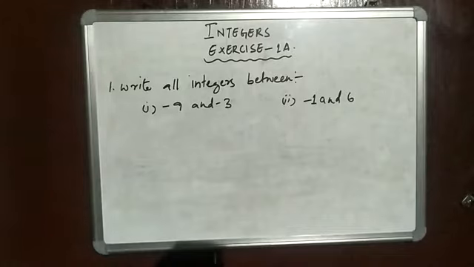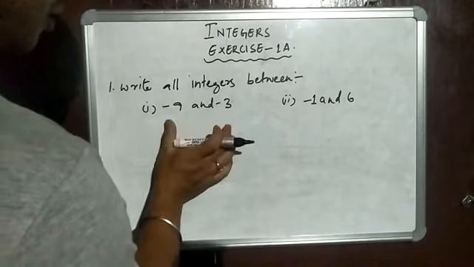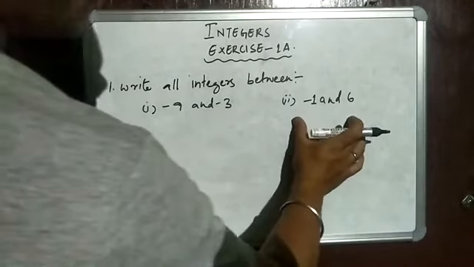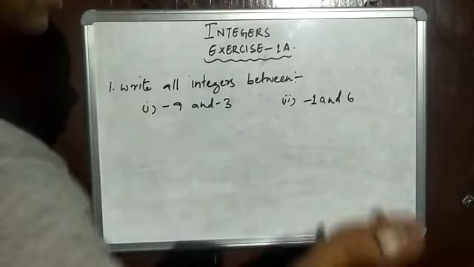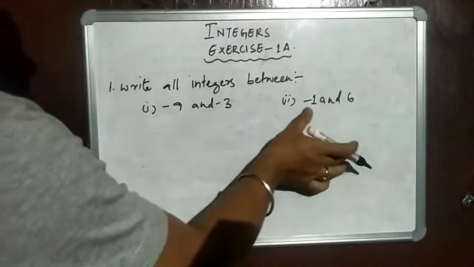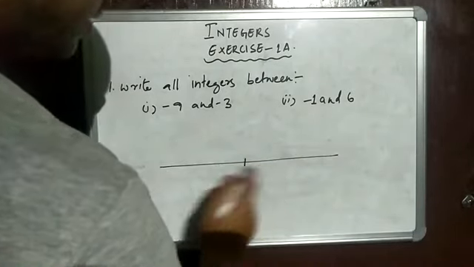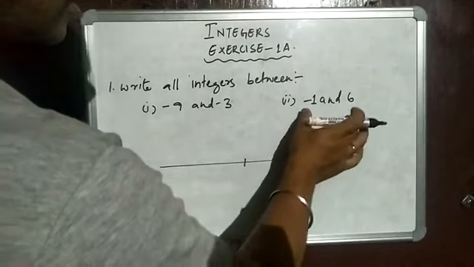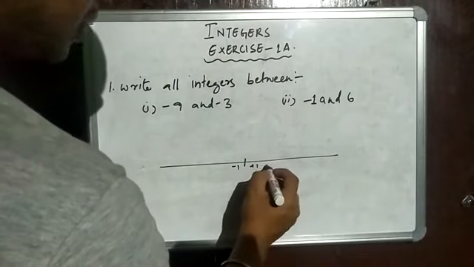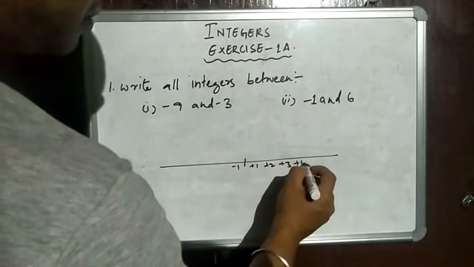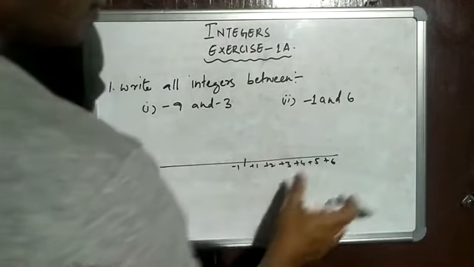Now we will go with the second question, that is minus 1 and 6. In the previous question we saw both numbers had a minus sign. But here we can see there is a plus sign as well. If there is no sign in front of a number, then there is a plus sign. So it is minus 1 and plus 6. We make one margin, divide that line, and mark minus 1 and plus 1, plus 2, plus 3, plus 4, plus 5 and plus 6. So between minus 1 and 6, how many numbers are there?